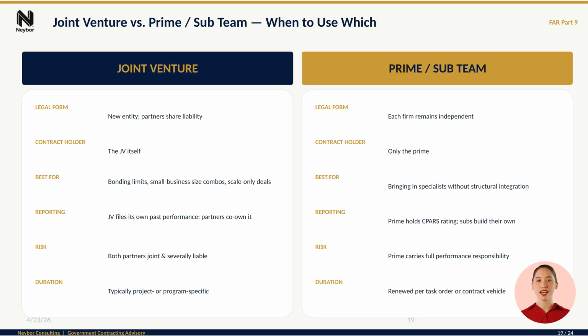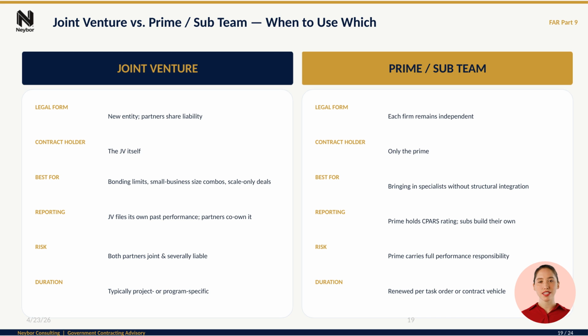Let's do a side-by-side on the two main team structures, the decision that most pursuit teams have to make. In the left column, joint venture. Legally, you create a new entity. The two partners share liability jointly and severally, and the JV itself holds the contract. This is the right choice when you need to combine bonding capacity, when you're combining complementary small business set-aside eligibilities, or when the scale of the effort exceeds any single firm. But you're also marrying your partner. Their problems become your problems.